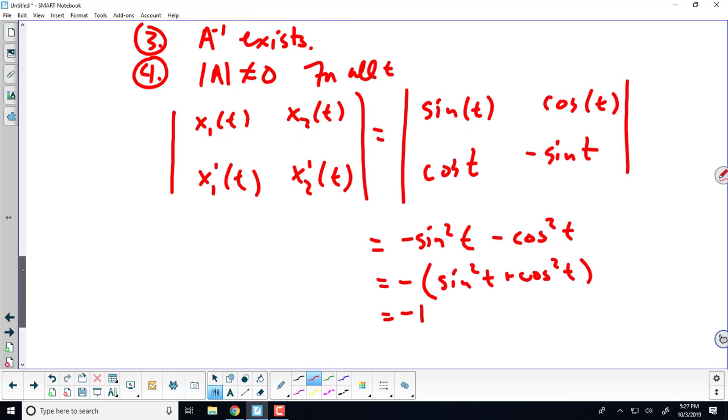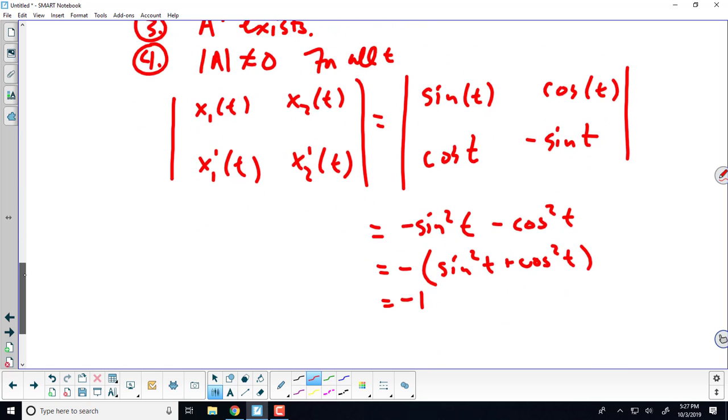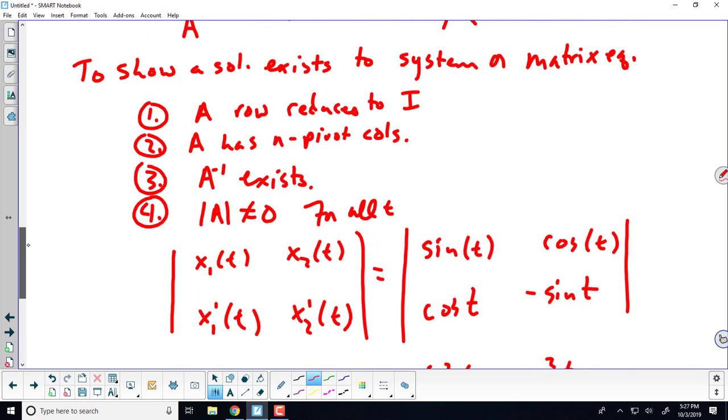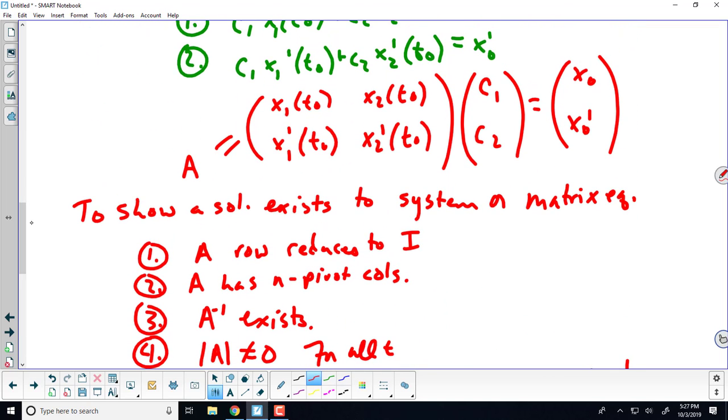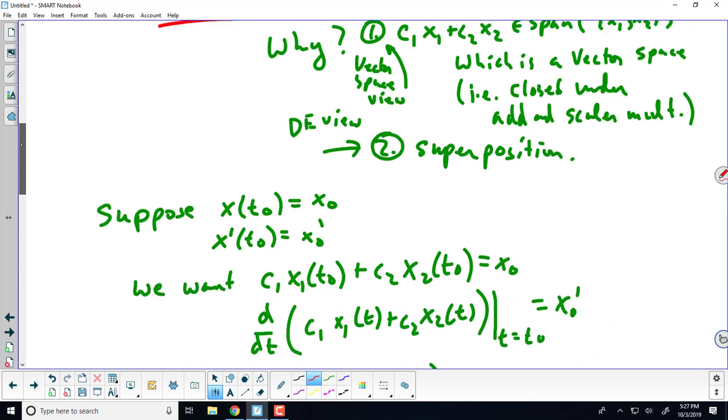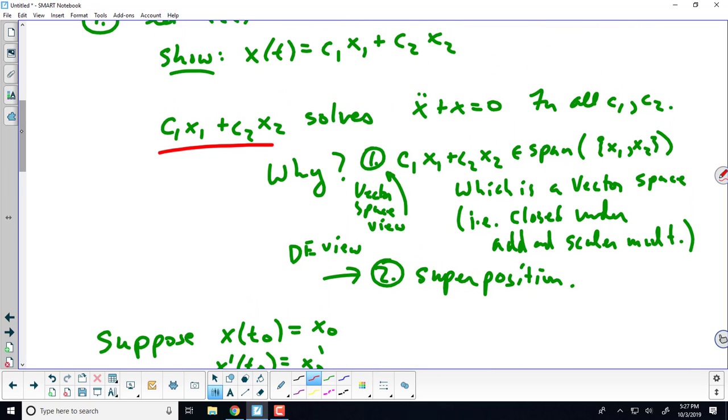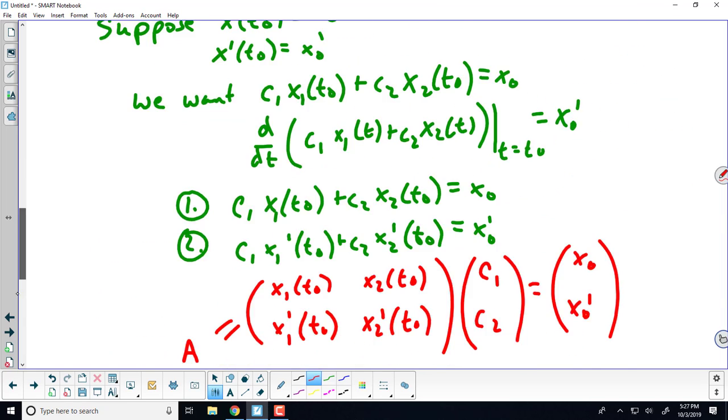So because that's true, because the determinant isn't 0, we're able to find constants c1 and c2 so that this linear combination of them solves the exact same IVP as our arbitrary vector in the vector space. Okay.